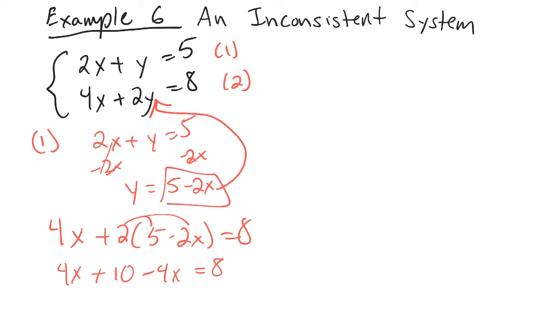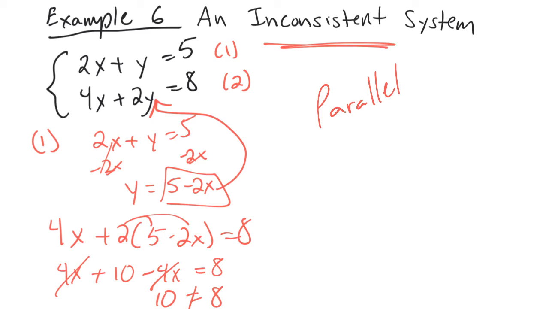Combine like terms. These cancel. 10 equals 8. That's weird. It kind of went away. When you're in a system like this, our x is canceled out and 10 does not equal 8. This is where you know that you have an inconsistent system, which means that you have two lines that are parallel. And when we have two lines that are parallel, that means we have no solutions because our lines never cross.